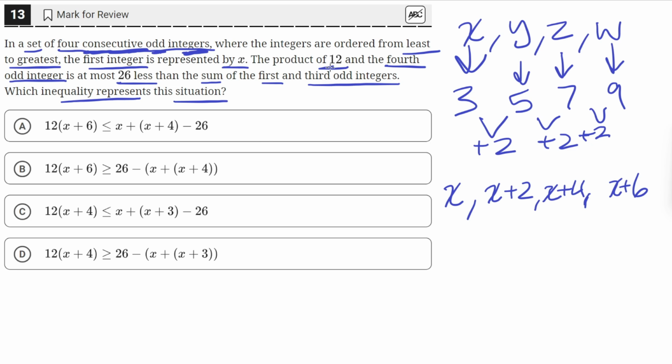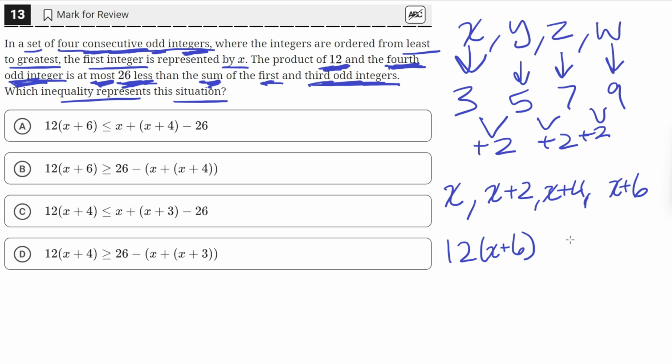Next, we're told that the product of 12 and the fourth odd integer, and the fourth odd integer is x plus 6, so the product of 12 and x plus 6 is at most 26 less than the sum of the first and third odd integers. Okay, so we'll ignore the middle for now. What we'll do is write an expression for 26 less than the sum of the first and third odd integers.